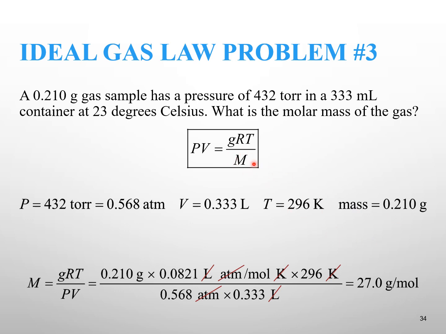To get the molar mass here, you just take grams times RT divided by PV. So you have this formula here. You take the grams times R times T, divided by P times V. You get a molar mass of 27 grams per mole.